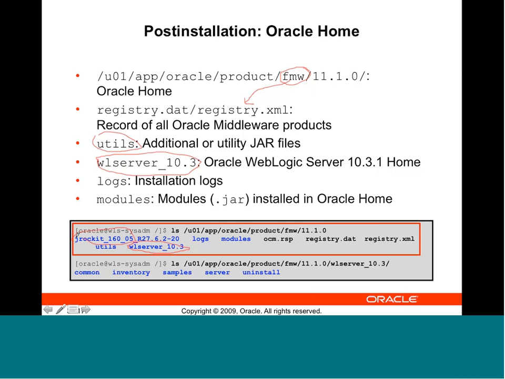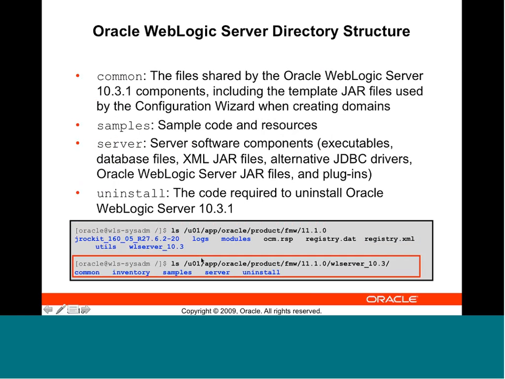So important ones, if you see, are WebLogic server and this. And what all Fusion middleware components are installed, that entry will be there in registry.xml file. Okay. So this is what is post-installation activity that you have to do. Now, your WebLogic server, when you go and install it.